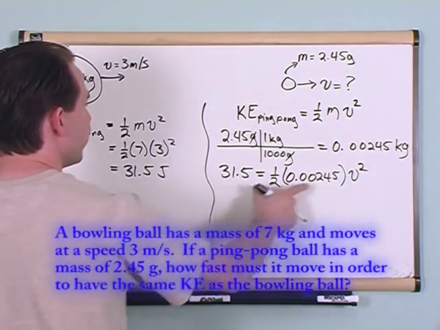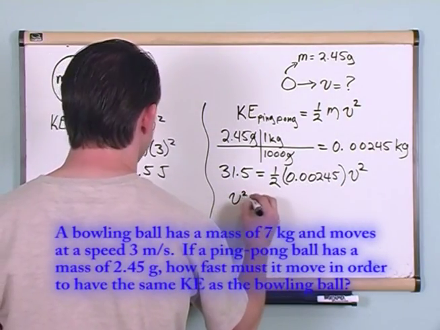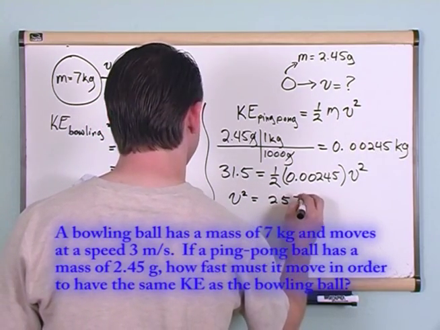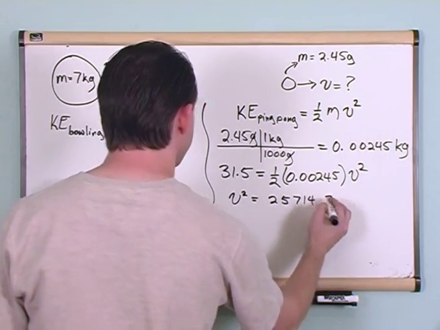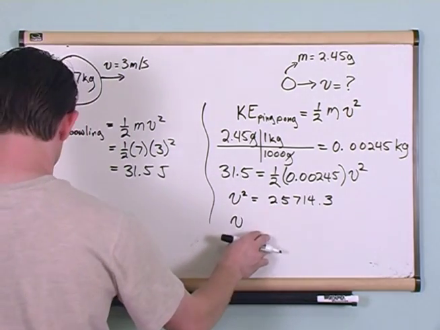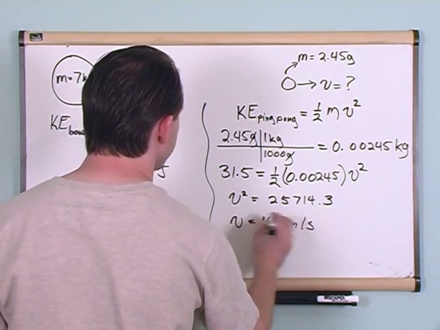You take 31.5 divided by that value to get v squared by itself, and you'll see that v squared is going to be equal to 25714.3. Pretty big number. In order to find the velocity, you have to take the square root of this, which will be 160 meters per second.